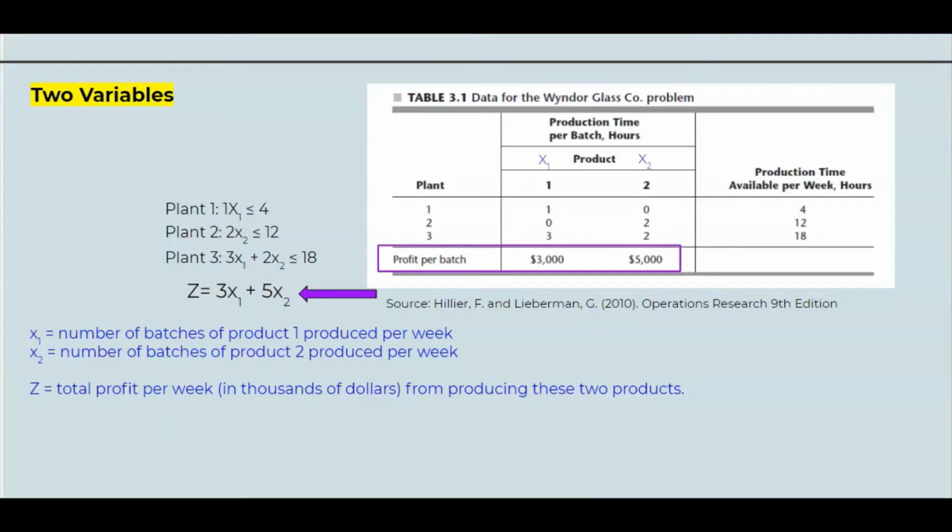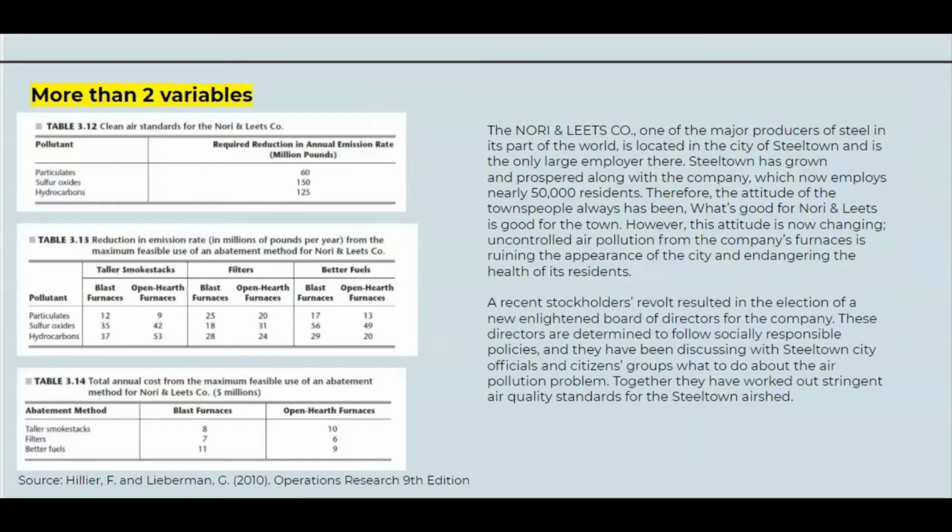So now let's go into the next one, which is two or more variables. The Nori Leeds Company, one of the major producers of steel in its part of the world, is located in the city of Steeltown and is the only large employer there. Steeltown has grown and prospered along with the company, which now employs nearly 50,000 residents. Therefore, the attitude of the townspeople always has been, what's good for Nori Leeds is good for the town. However, this attitude is now changing.